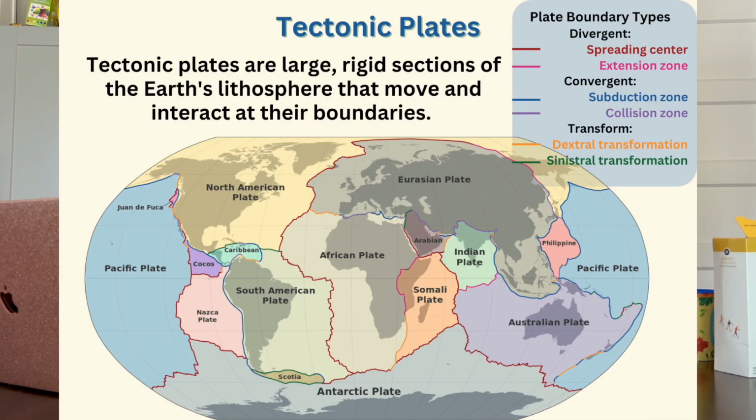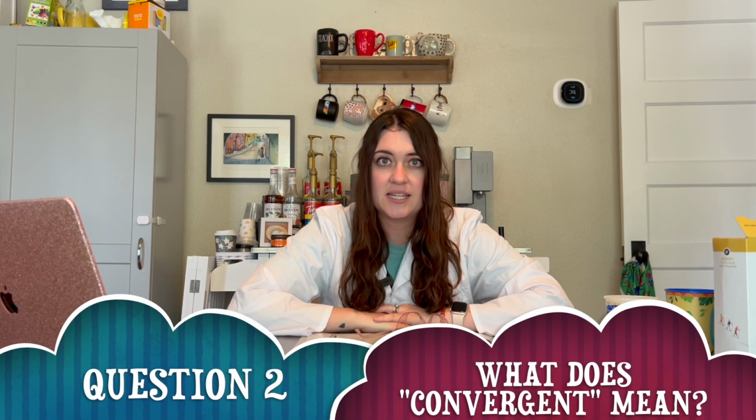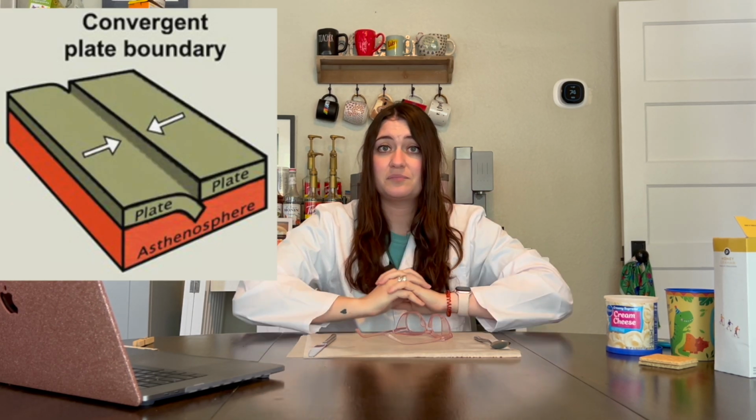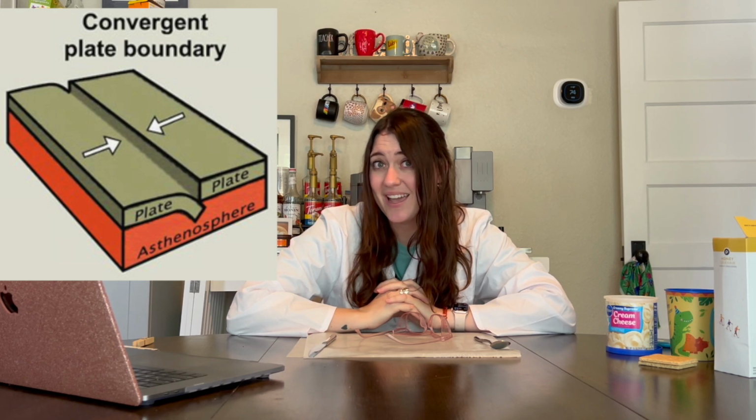Tectonic plates are basically big slabs of rock that move on top of Earth's surface. There are two types. There's continental and there's oceanic, made of different types of material. And there are three different types of tectonic plate movement. First one is convergent. So convergent creates a convergent boundary. What do you think convergent means? So convergent means when two things converge or come together. So it's going to be when the tectonic plates come together.